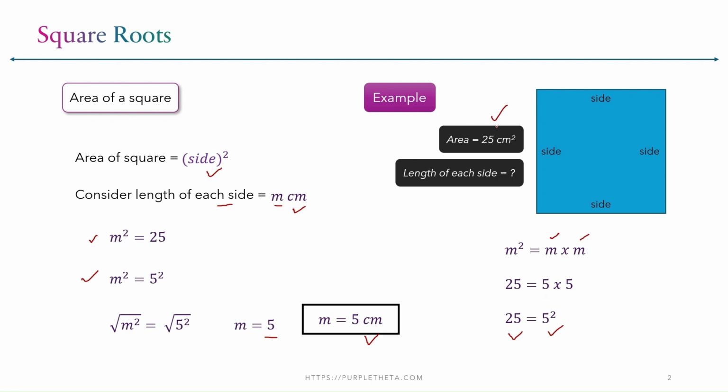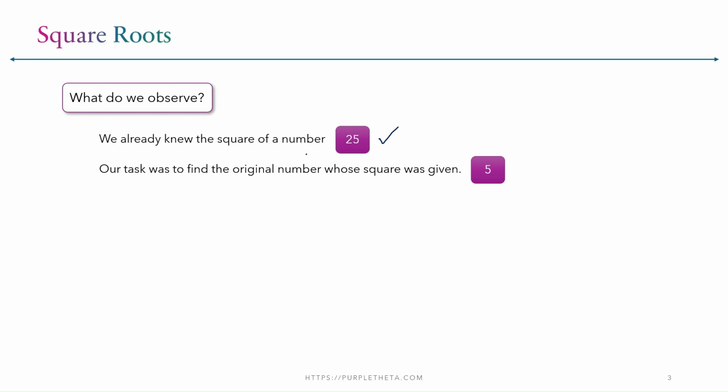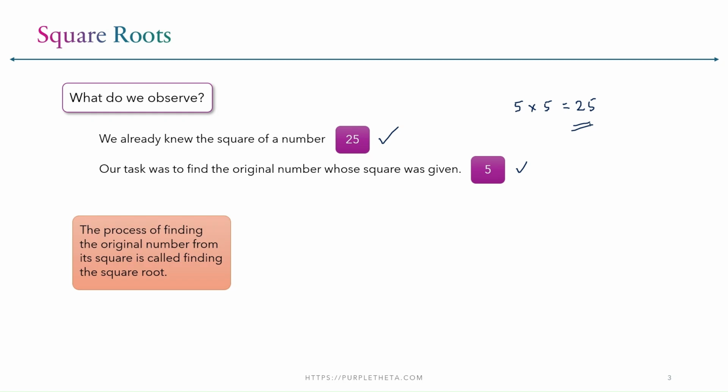So let us see what we observe here. In this example, we already knew the square of a number which was 25. And our task was to find the original number whose square is 25, and we found that the original number is 5. We saw that 5 multiplied by 5 is equal to 25. So the process of finding the original number from its square is called finding the square root. And to represent a square root, we use this symbol, square root symbol, something like this.